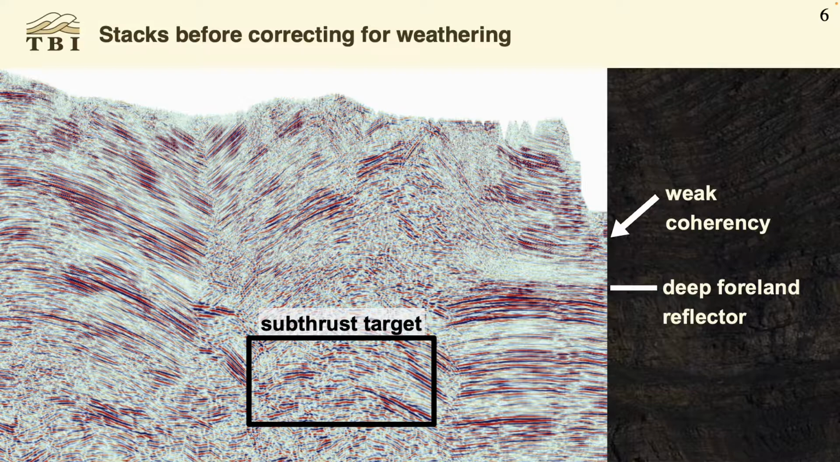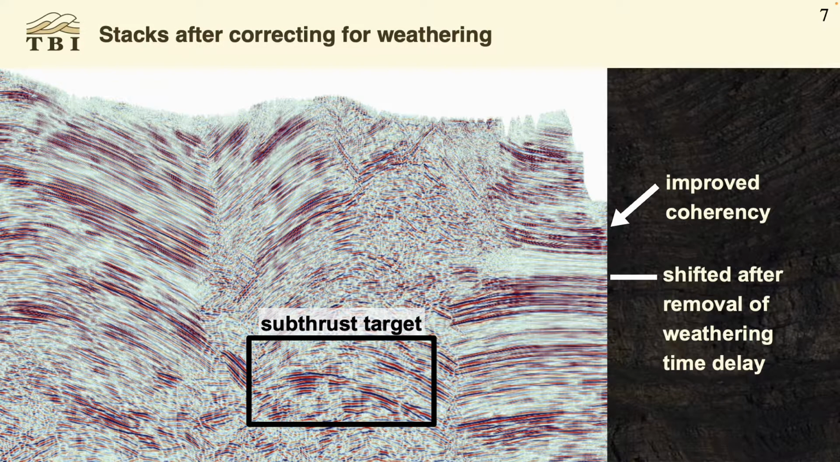Now, here is a stacked image. This is an unmigrated section. We've got the subthrust target over here, and we haven't corrected for weathering effects yet. And we've got these mountainous areas, obviously lots going on here, and out into the foreland side. And we've got this deep foreland reflector over here on the right. And out in the foreland, we've got these low velocities, so there's going to be a time delay associated with that. And this data is displayed in time, so if we remove the time delay, then that reflector is going to move upwards.